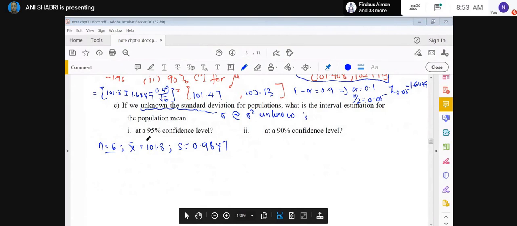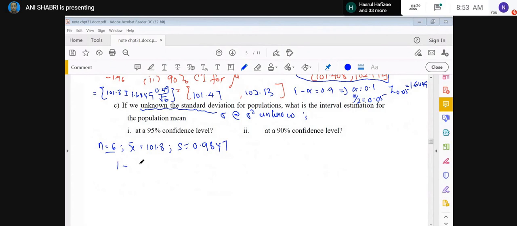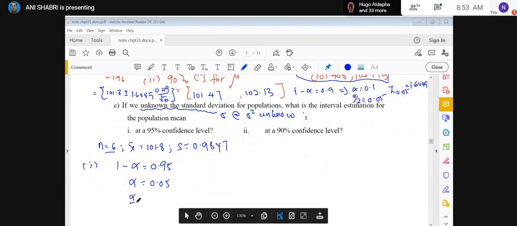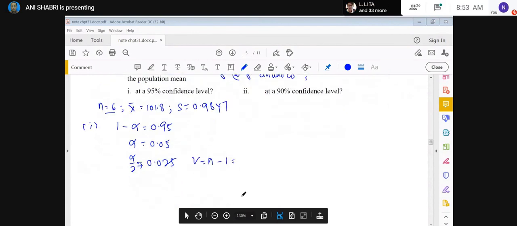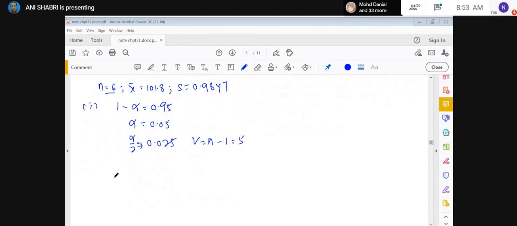Okay, for this one, 95%. 1 minus alpha is 0.95. Alpha is 0.05 and alpha divided by 2 is 0.025. For this one we must use formula number 3, the t distribution. Degrees of freedom v is equal to n minus 1, and n is 6, so we get 5. Okay, look from the t table, t distribution, t 0.025.